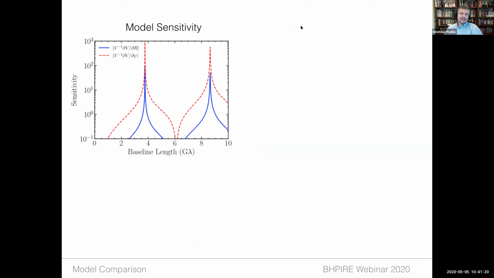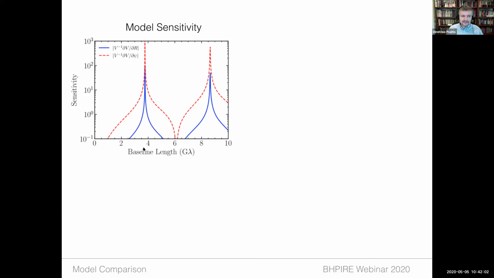To quantify that, I show you here what we call the sensitivity of the model as a function of baseline length. One curve is the sensitivity to the radius of the model, and the dashed red line is the sensitivity to the fractional width of the model. They tell you how much the model prediction changes given a small change in the model parameters. When this is 1, the horizontal line at 1, it means that if I change the model parameter by, say, 1%, the prediction at different baseline lengths would also differ by 1%.